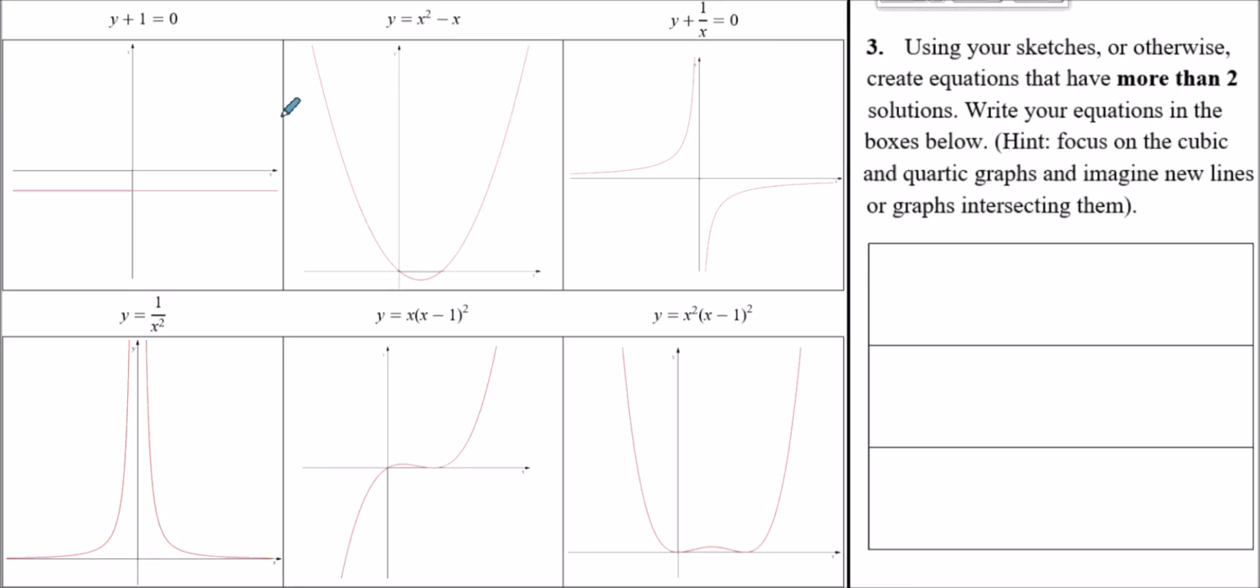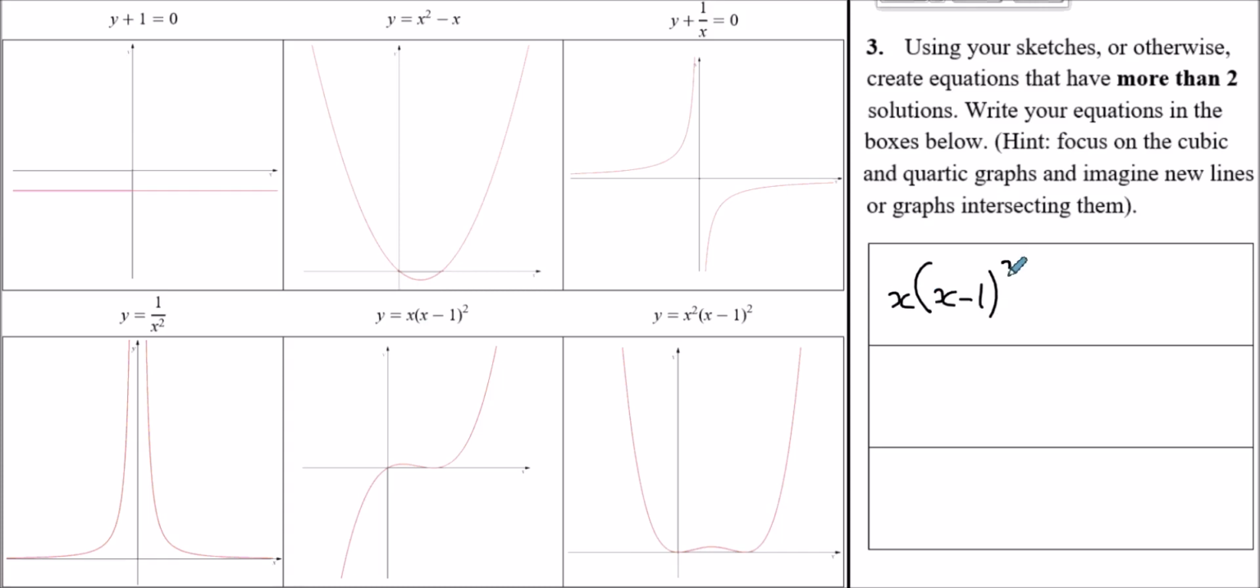Now for number 3. We need to use the sketches or otherwise, so we need to create some equations that have more than two solutions. For question 2, we just made equations that have 0, 1 or 2 solutions, so what about ones that have 3 or more? So let's write these equations in the boxes below. So the hint I've given you is to focus on the cubic and quartic ones and imagine new lines or graphs that would intersect those. So one I've made up here is for this cubic. So I'm going to write down this cubic, which is x brackets x minus 1 all squared.